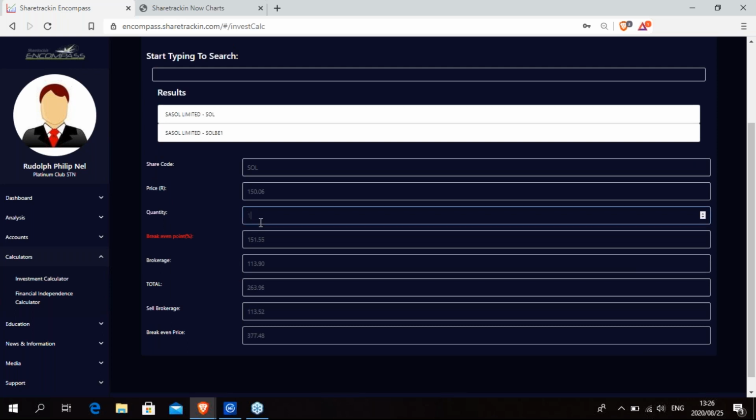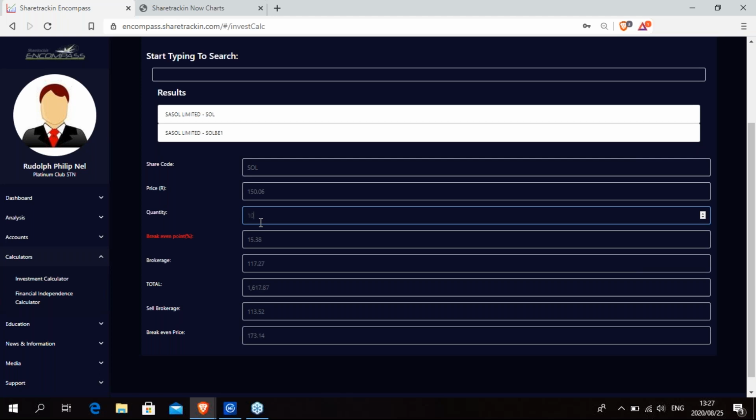Now, when I go and buy one share, right, it's going to give me a break-even point percentage of 551%. Which means that my brokerage fees are 551% of my total cost, right? So if you subtract that 113 Rand on your brokerage and 113 Rand on your sell brokerage from your total, you're going to see that you're going to end up in a minus, all right? Your selling brokerage and your brokerage are basically a little bit more than what your total is. All right, so it means that you're going to take longer to start making money.